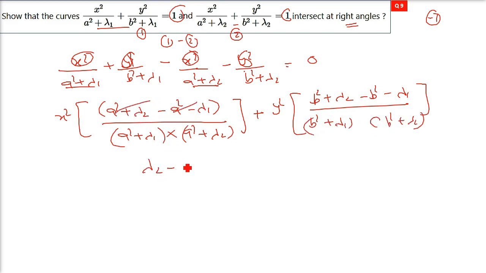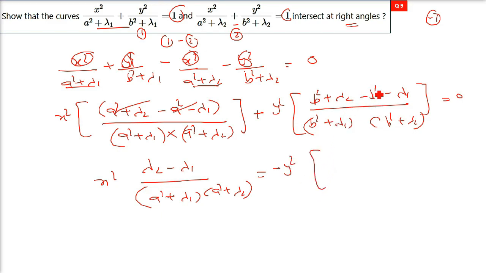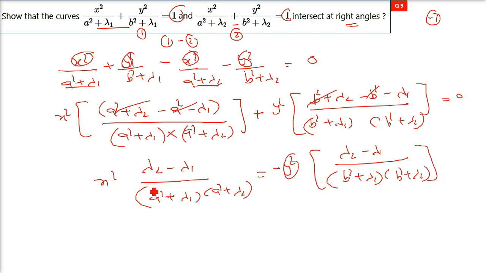Now you can cancel this a square, leaving lambda 2 minus lambda 1 here, and in the denominator you have a square plus lambda 1 into a square plus lambda 2. This is with x square. And what is with y square? I am taking it on the right hand side. So the equality sign with negative y square, and all these things: b square gets cancelled, lambda 2 minus lambda 1, and in the division we have b square plus lambda 1 into b square plus lambda 2. Now you will be tempted to cancel these two out, lambda 2 minus lambda 1 and lambda 2 minus lambda 1, but don't do it. I'm just saying there is a negative sign already outside.